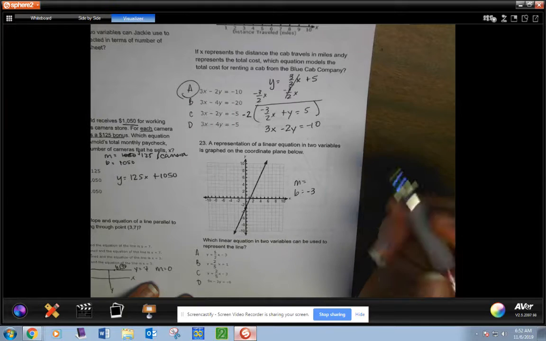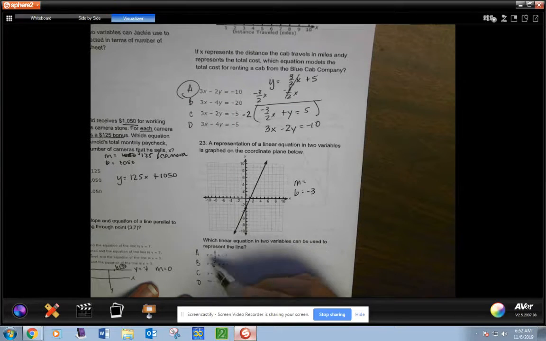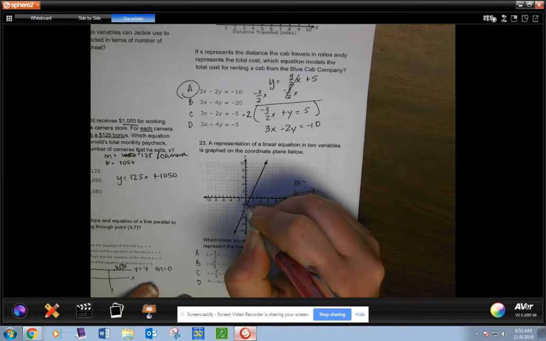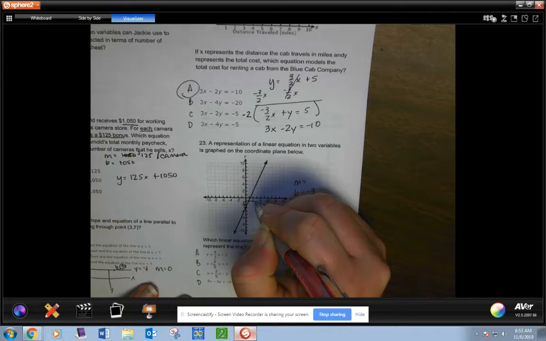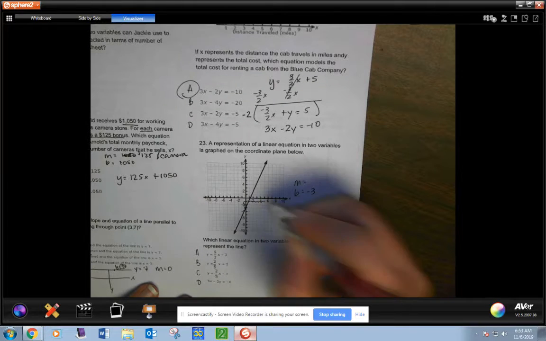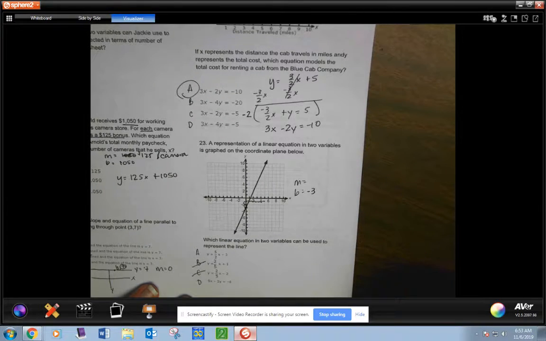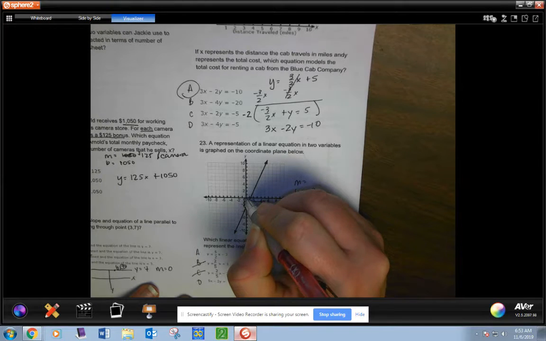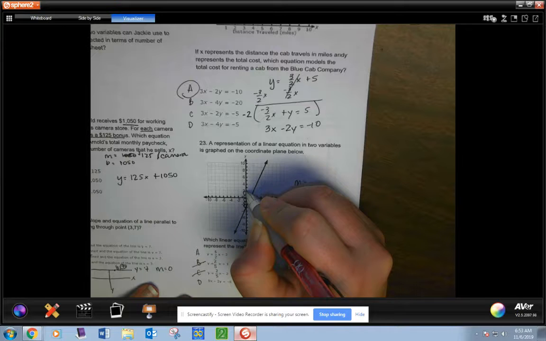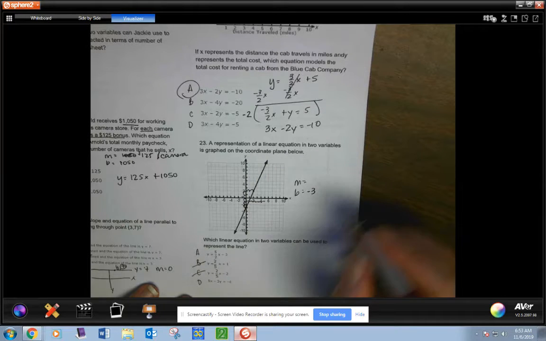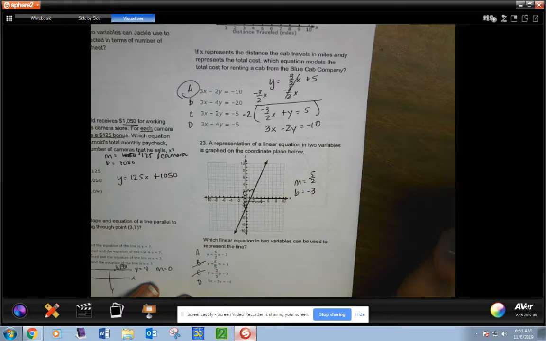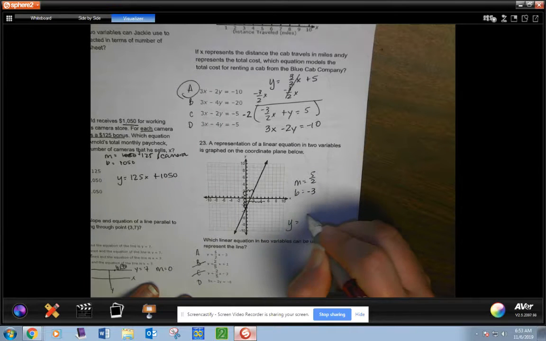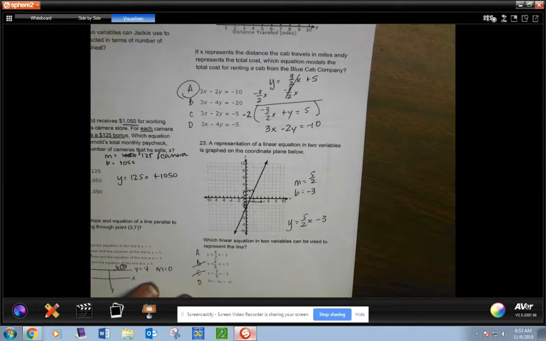And I'm going to look at their slopes. They have 5 over 2 and 2/5. So I'm just going to use it and see, am I rising 2 and running 5? That's a negative. So I know I can cross off B and C. So now I'm going to check, am I rising 5 and running 2, and that does work. So 5 over 2 works for my slope. So y equals 5 over 2x minus 3 is a good equation because that's where it starts.